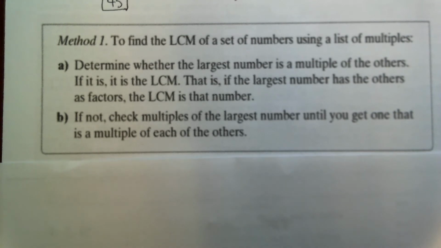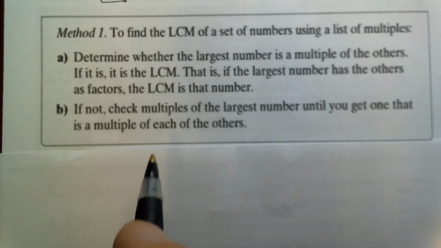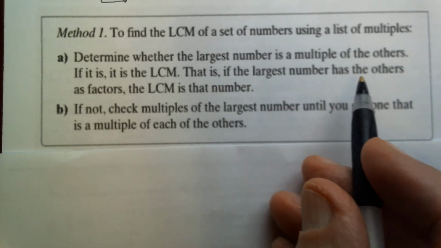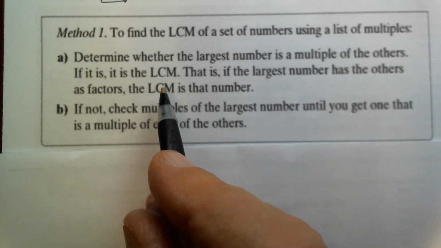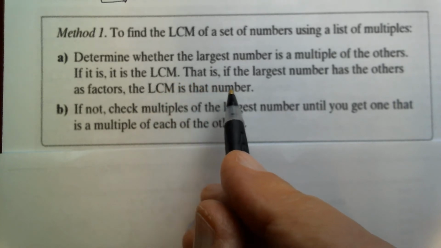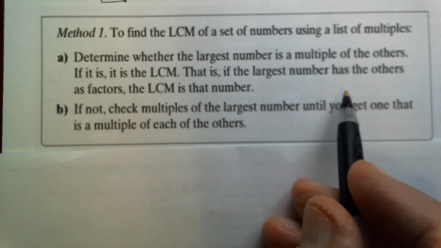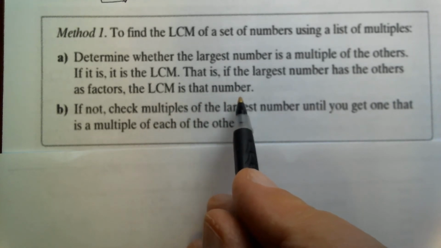Find the LCM of a set of numbers using a list of multiples. Determine whether the largest number is a multiple of the others. If it is, that is the LCM. And we look at an example of this in a moment. That is, if the largest number has the others as factors, the LCM is that number.